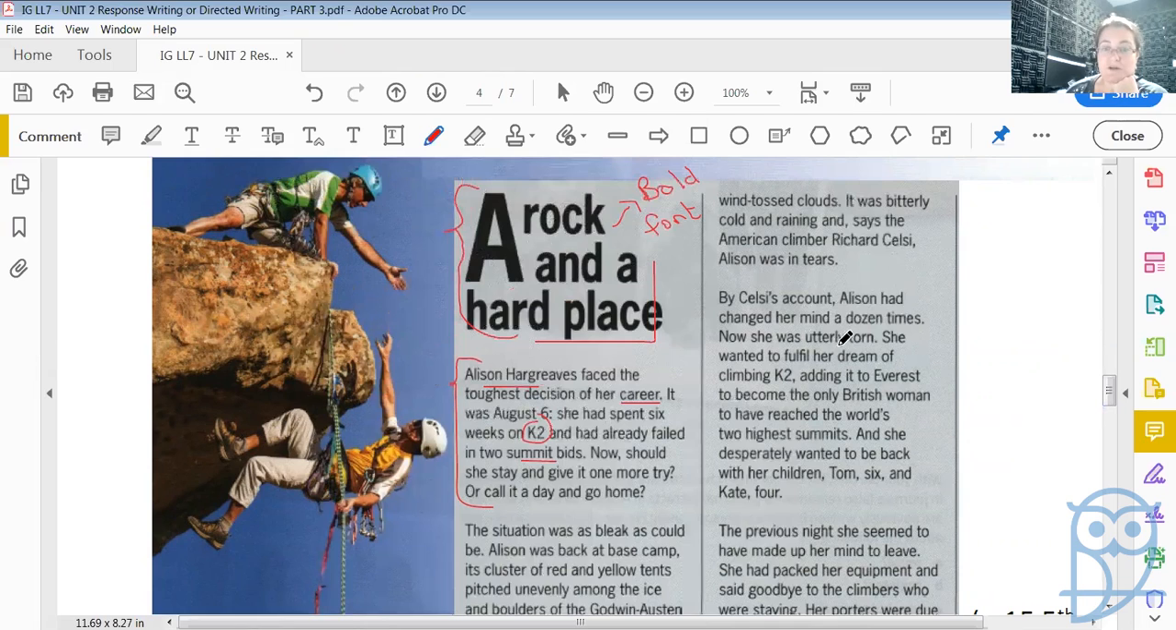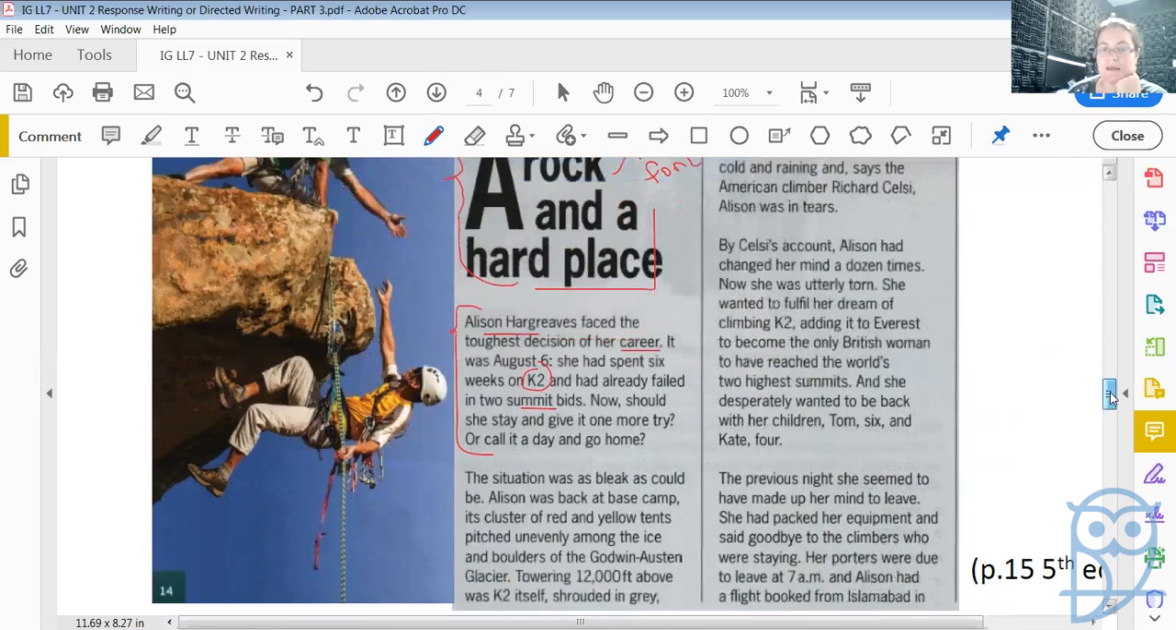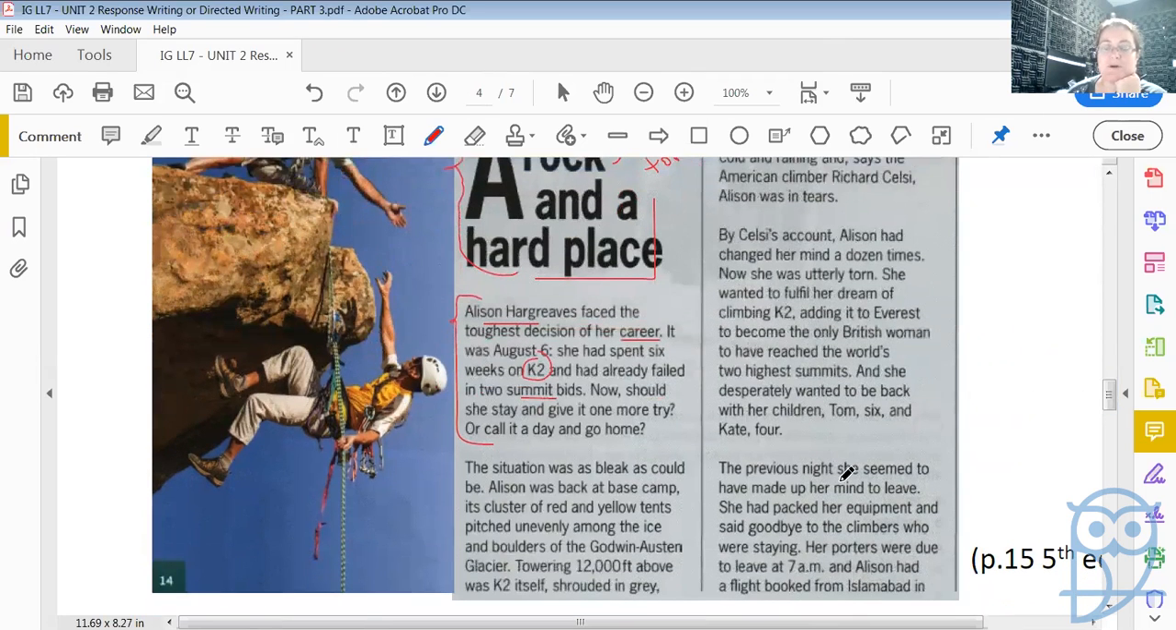She wanted to fulfill her dream of climbing K2, adding it to Everest to become the only British woman to have reached the world's 2 highest summits. And she desperately wanted to be back with her children, Tom 6 and Kate 4. The previous night, she seemed to have made up her mind to leave. She had packed her equipment and said goodbye to the climbers who were staying. The porters were due to leave at 7 a.m. and Alison had booked a flight from Islamabad, and it carries on. You can read the rest of the article for yourself.